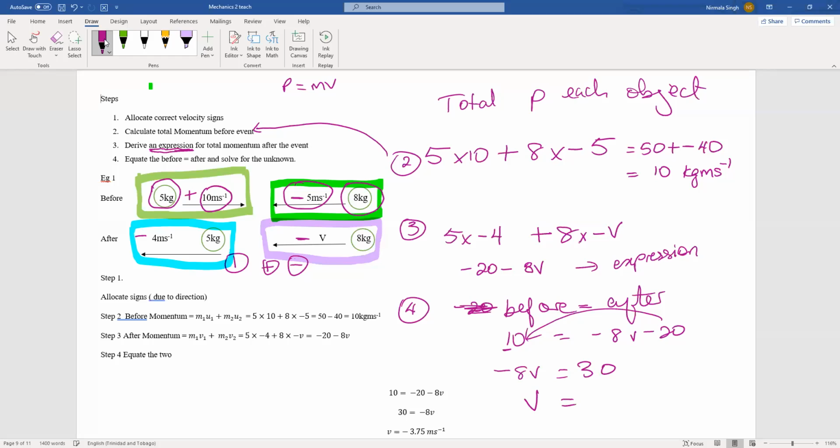So v will be, how do you get rid of the number in front of a letter? We divide by that number, including the sign. So you're going to get 30 over minus 8, and here you're going to get 3.75 meters per second. And the negative number here indicates that it is in fact traveling from right to left.